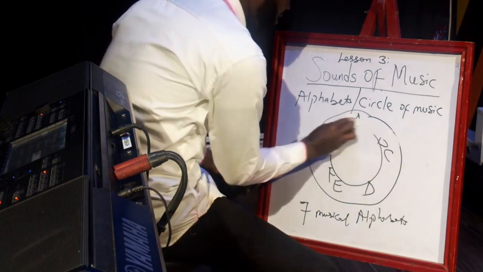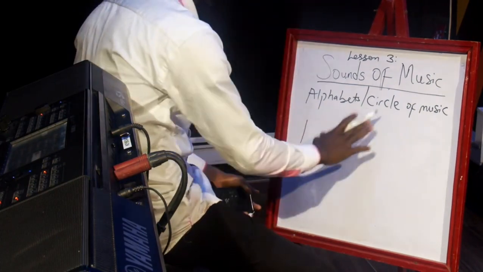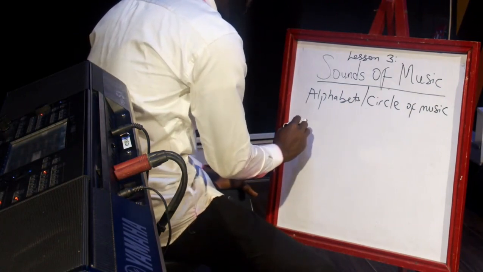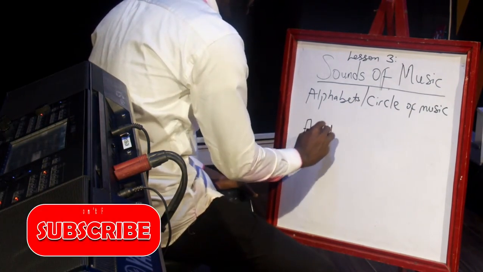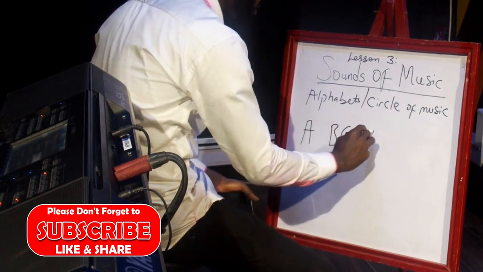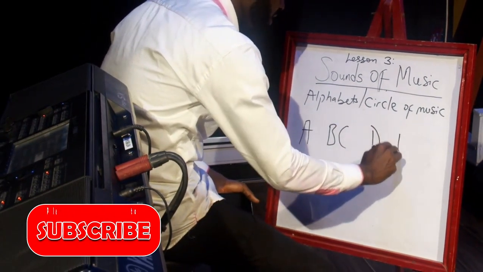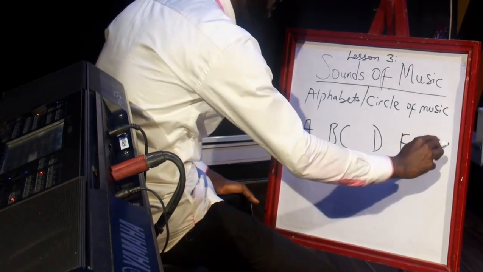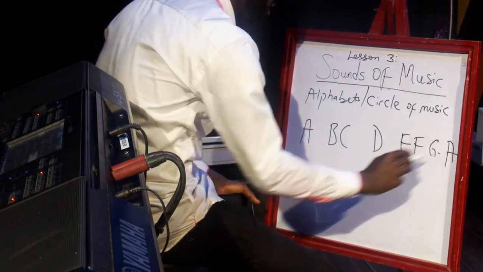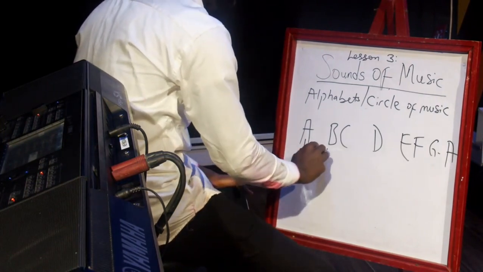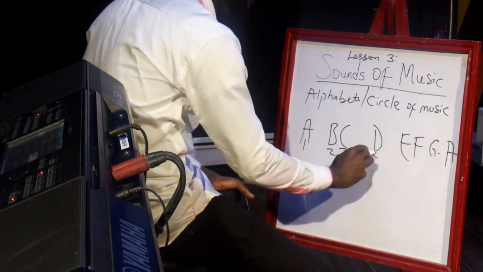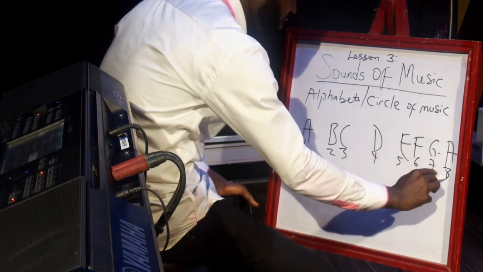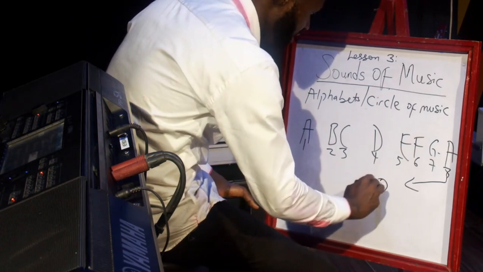So let's look at it in this dimension again. We said there are 7 letters of music. We only use 7 letters of music. So this is letter A, letter B, letter C, letter D, letter E, letter F, letter G. After letter G, we have to start back to letter A again. So let's name it 1, 2, 3, 4, 5, 6, 7, 8. This is what we call an octave.